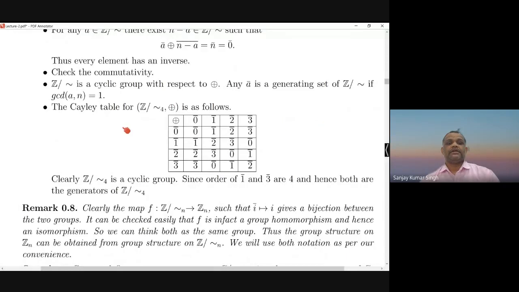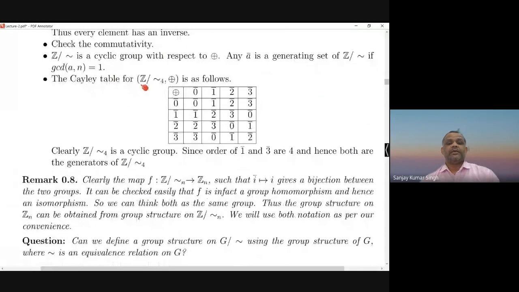For example, the Cayley table for Z by tilde 4 is as follows. 0 bar, 1 bar, 2 bar, 3 bar, and here you have 0 bar, 1 bar, 2 bar, 3 bar, and so on; for example, 2 bar plus 2 bar is 0 bar, and 3 bar plus 2 bar is 1 bar, as given here. And I think in the last lecture you have already seen this type of table for Z4.